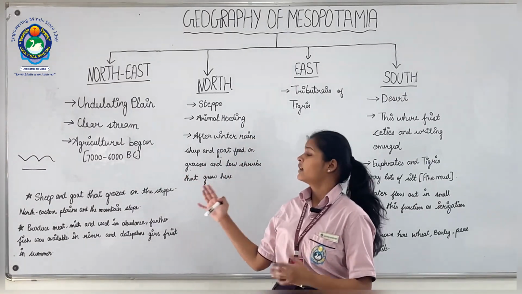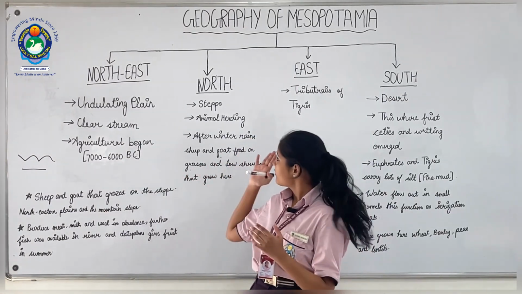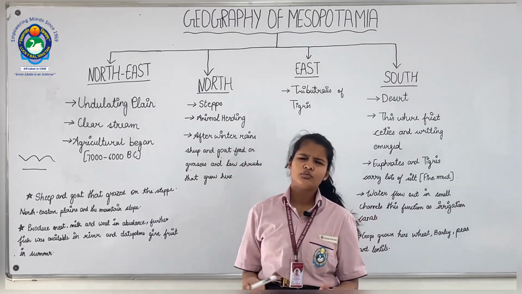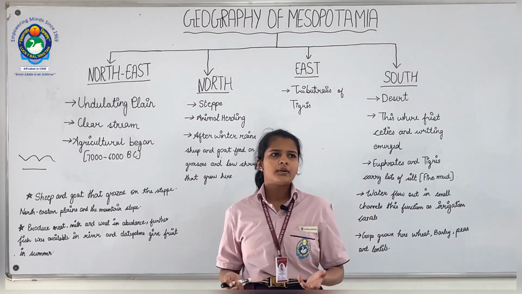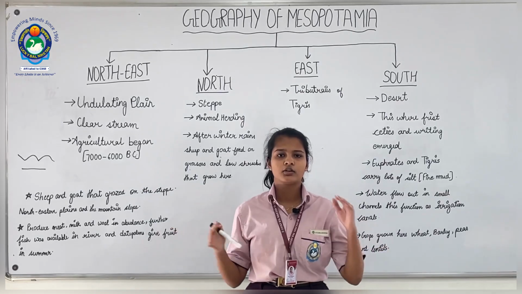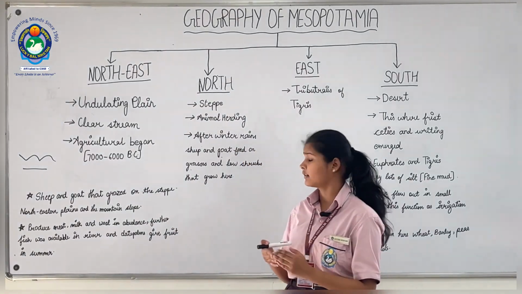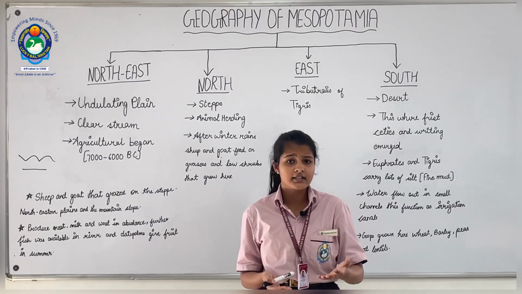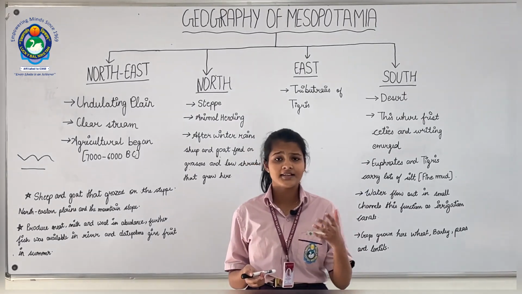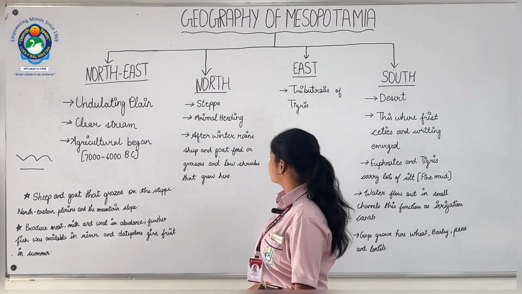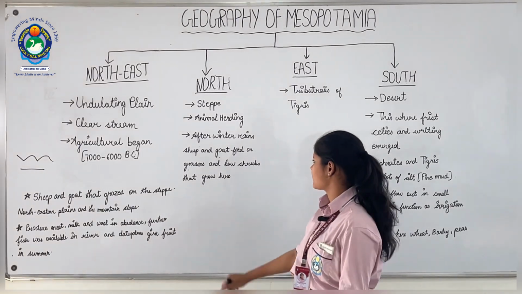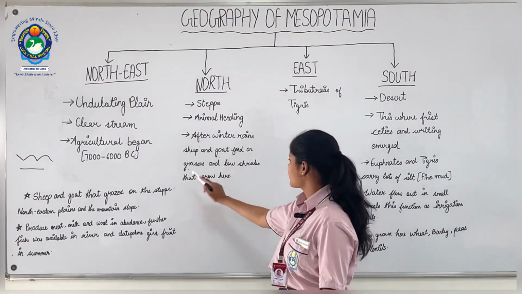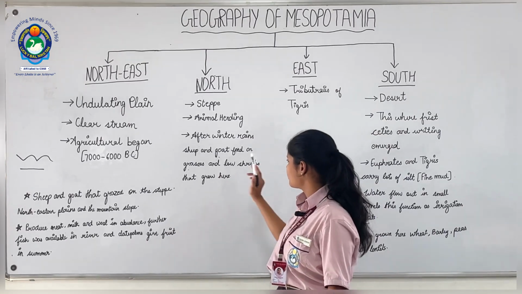It's the north region. It stretches of upland known as steppe. What do you mean by steppe? In simple language, it's a grassland known as steppe. And in this region, animal herding is preferred over agriculture because it has wide grasses. After the winter rains, sheep and goats feed on the grasses and low shrubs that grow here.